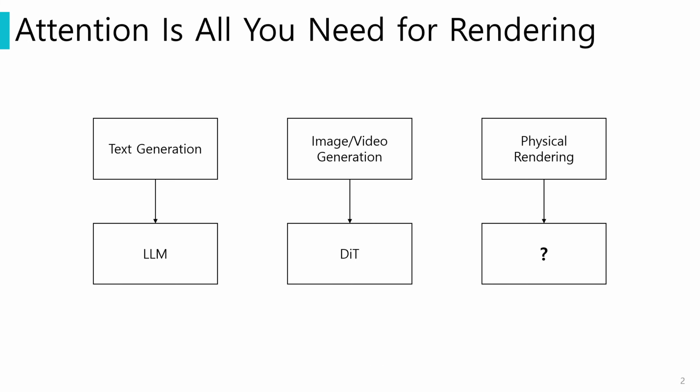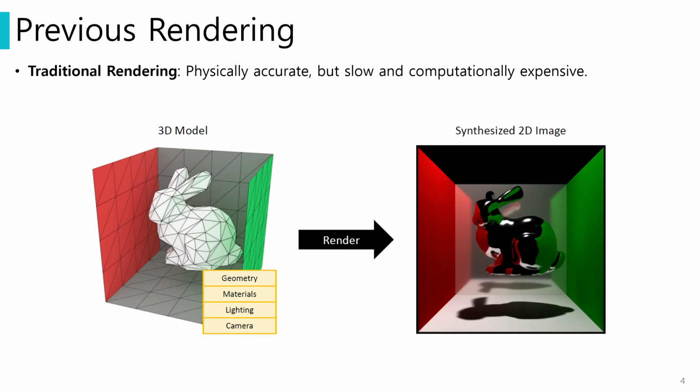In generative AI, we can see a clear trend. Transformers have become the foundational model for major domains. For text, we have LLMs. For image and video generation, we have diffusion transformers. This begs the question, what about rendering? Can a transformer architecture solve this complex physical rendering as well? This paper proposes an answer, RenderFormer.